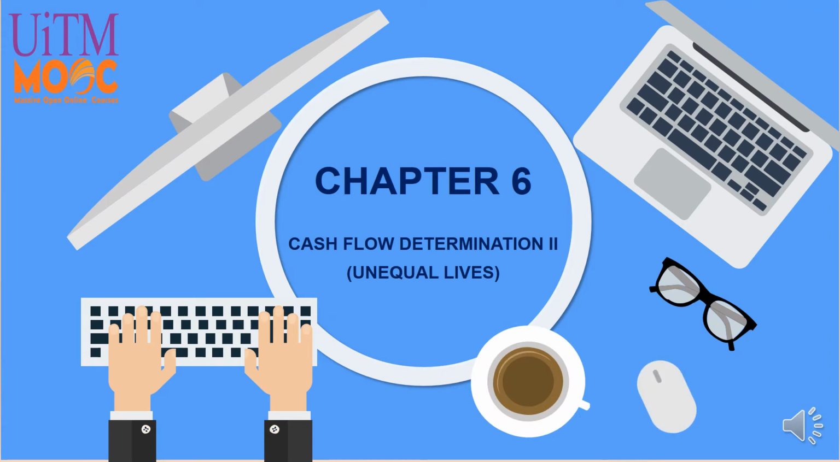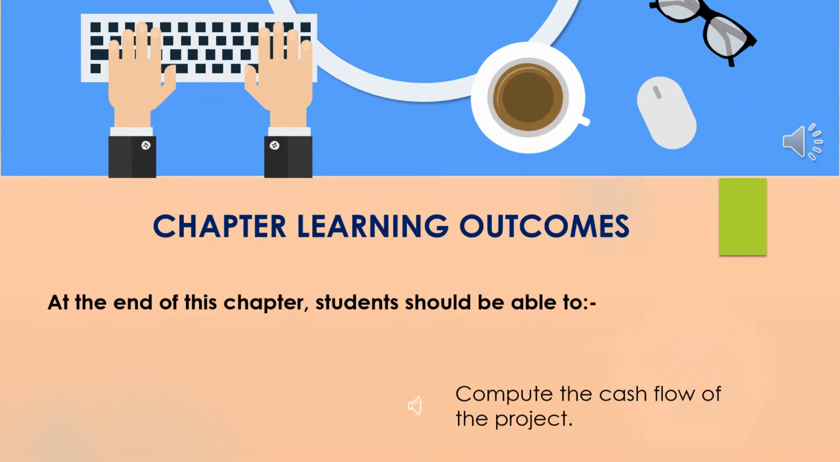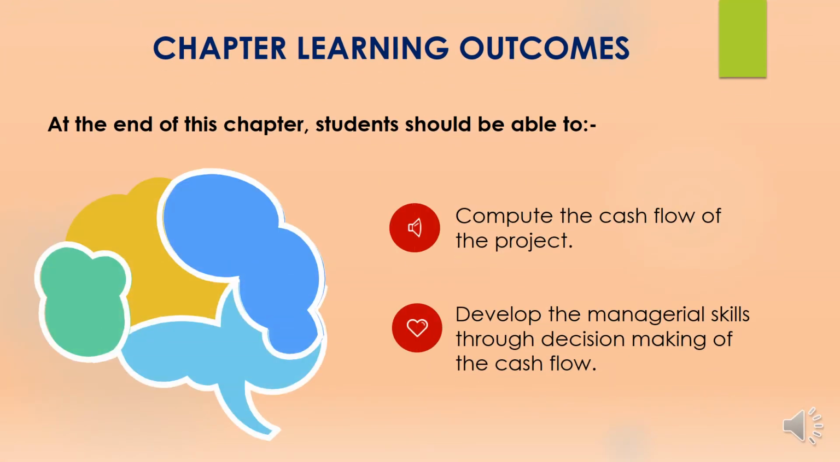Chapter 6, Cash Flow Determination 2, and the topic Unequal Life of Project. Chapter Learning Outcome. At the end of this chapter, students should be able to, first, compute the cash flow of the project, second, develop the managerial skills through decision making of the cash flow.